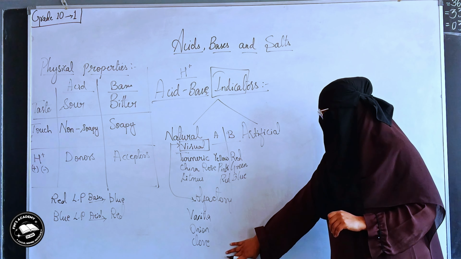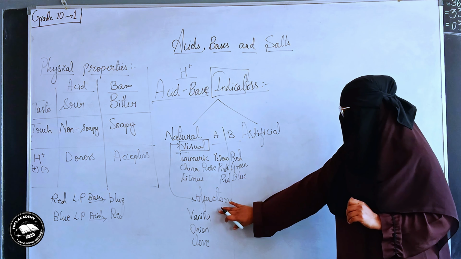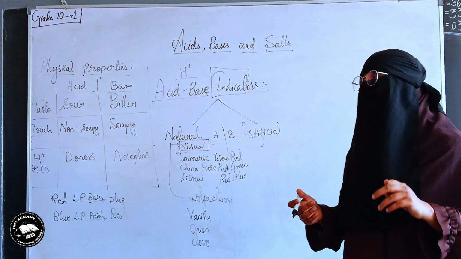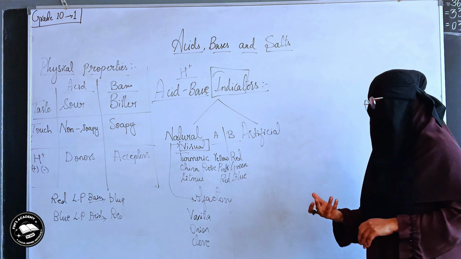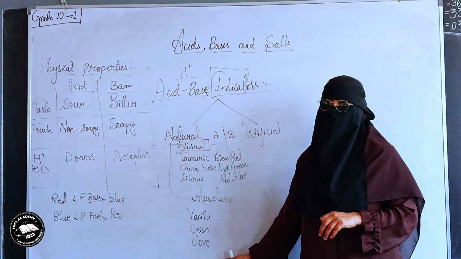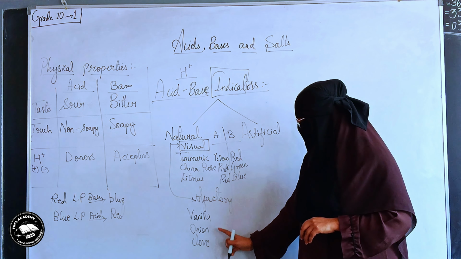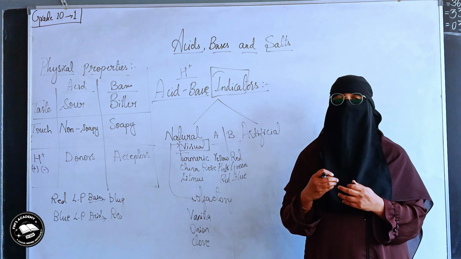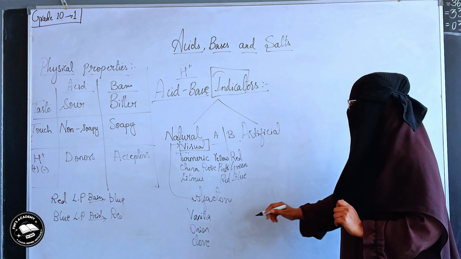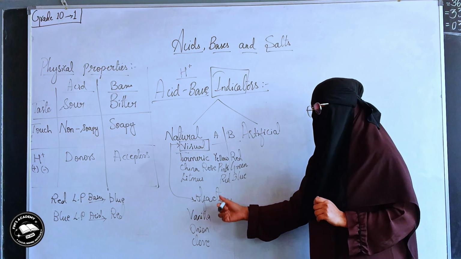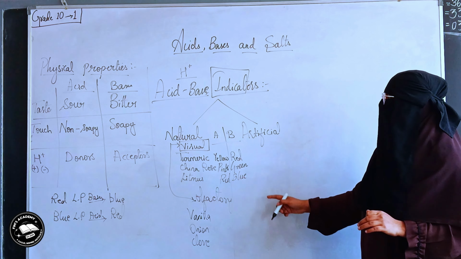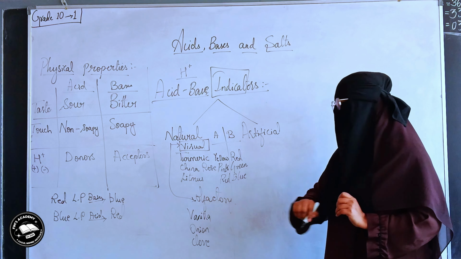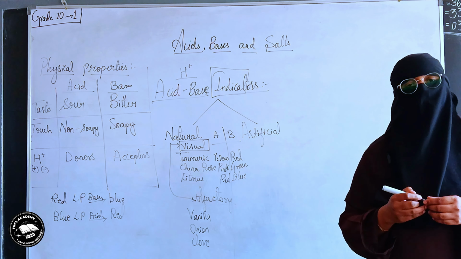Coming to the olfactory indicators, we all know that vanilla, onion and clove have their characteristic smell, right? This smell disappears whenever they are in a basic condition. Whenever these three substances are in an acidic medium, they will show you the characteristic odor. But the moment they are shifted to a basic medium, they lose their smell, indicating that it is a basic medium, and that's how they become olfactory indicators by changing their smell.